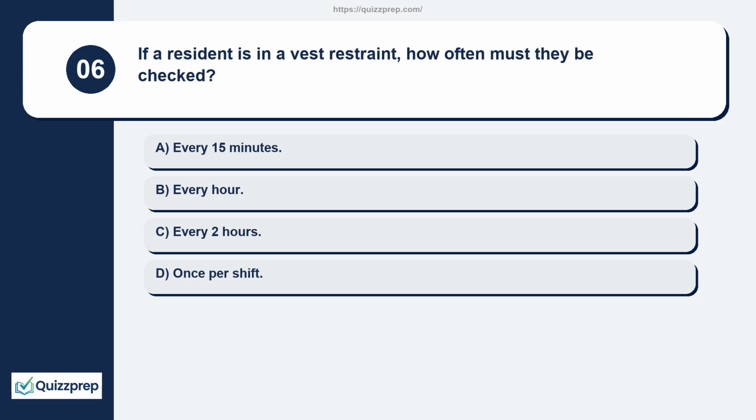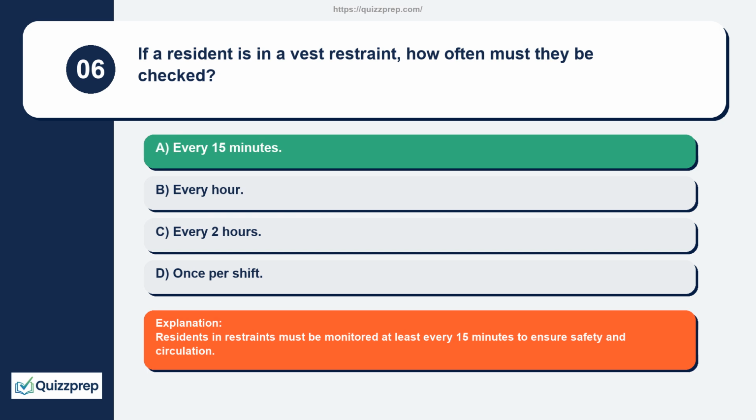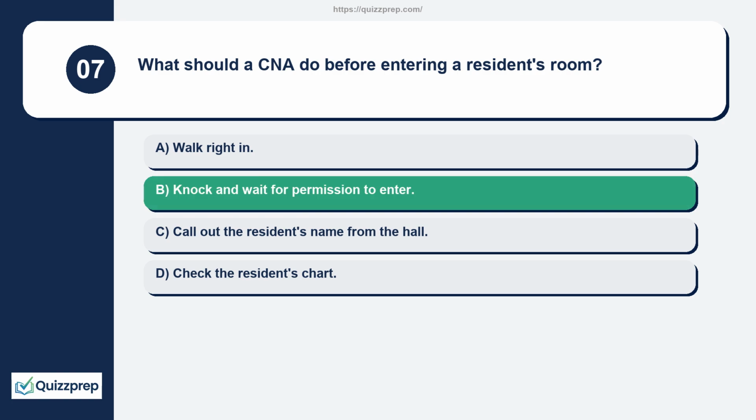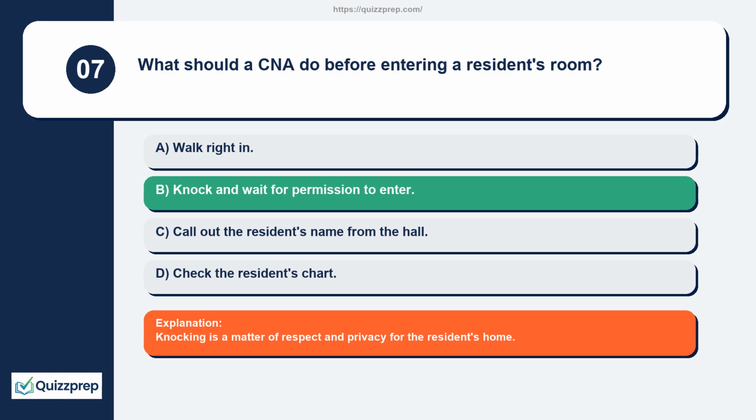Question 6. If a resident is in a vest restraint, how often must they be checked? Every 15 minutes, every hour, every 2 hours, once per shift. Residents in restraints must be monitored at least every 15 minutes to ensure safety and circulation. Question 7. What should a CNA do before entering a resident's room? Walk right in. Knock and wait for permission to enter. Call out the resident's name from the hall. Check the resident's chart. Knocking is a matter of respect and privacy for the resident's home.